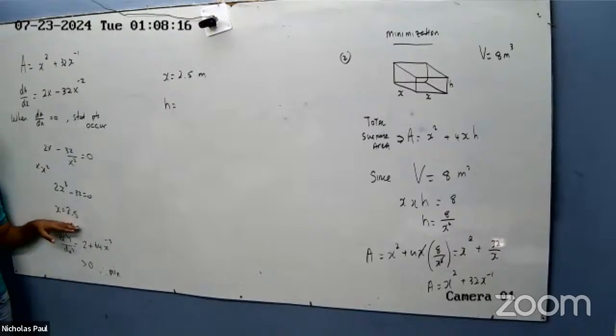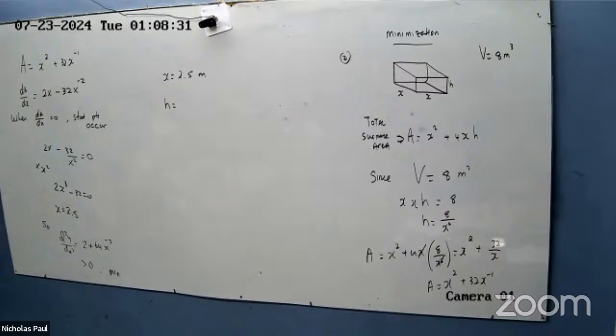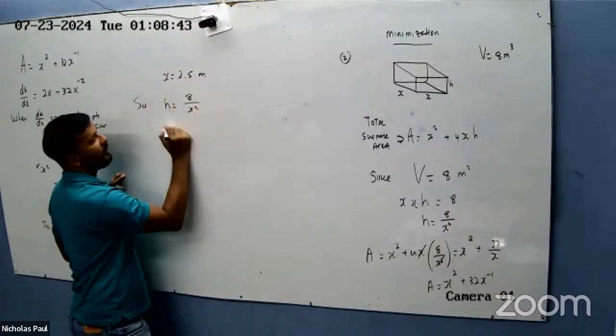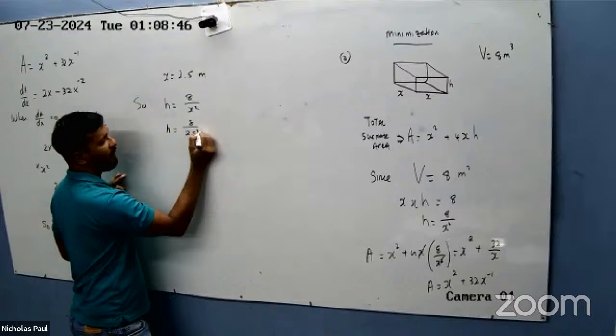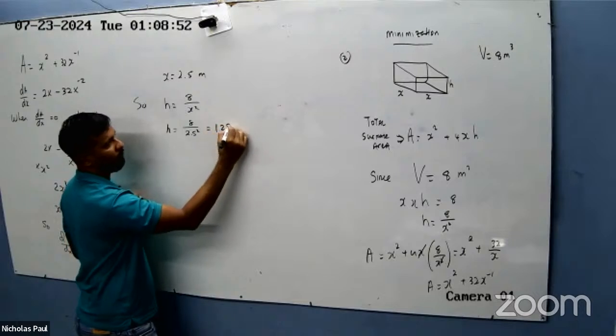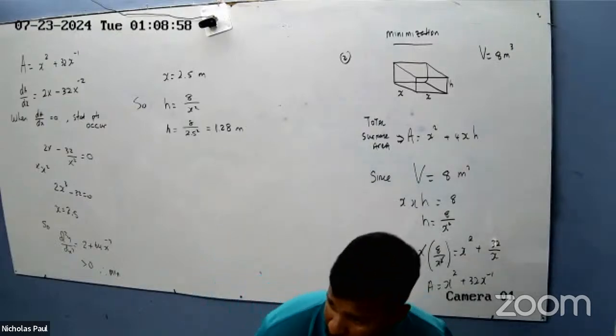You follow how I got the x value? How again the h value? What do I have? Oh. I know h here. What equations you have? H over x squared. So h is 8 over x squared. So it's 8 over 2.5 squared. How much? So those are the heights and that's what it is.